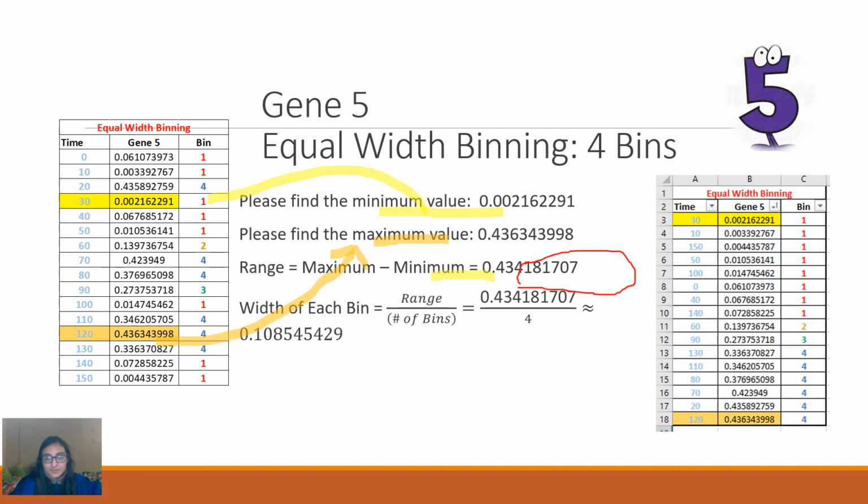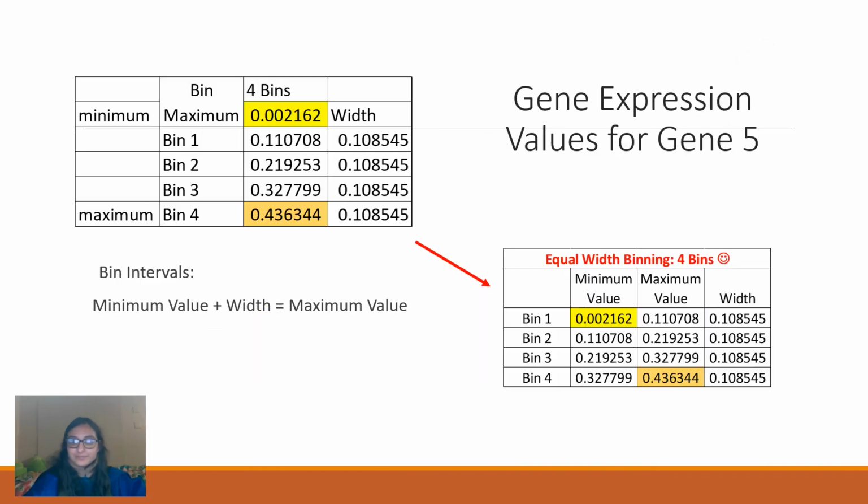That's this range. We plug this range in over here, and we get the width of each interval in each of our bins, 0.1085 here. And that's what we use here, 0.1085. That's going to be the width that we're going to find. And these are the intervals for each of our bins for gene 5.